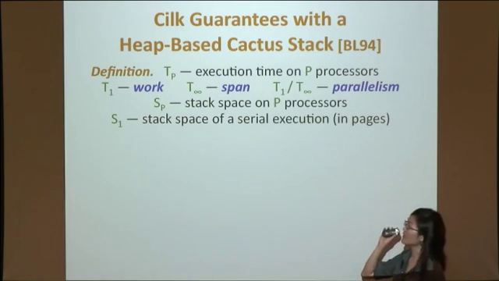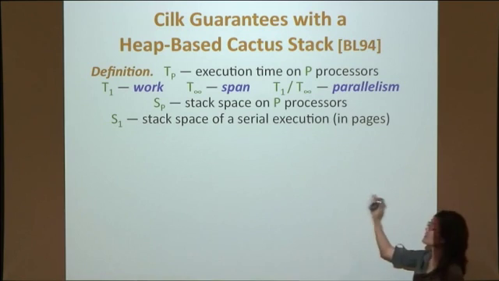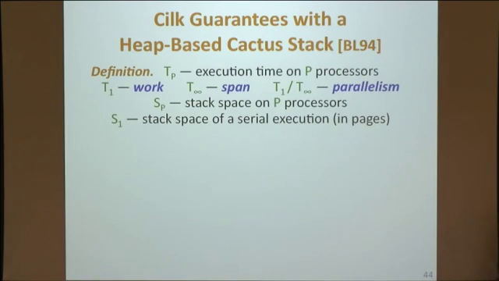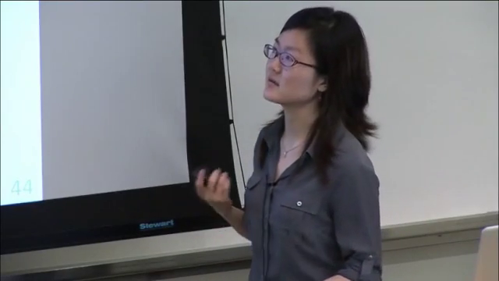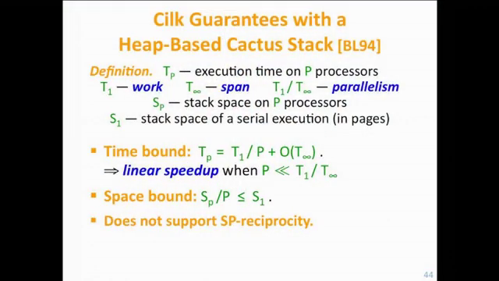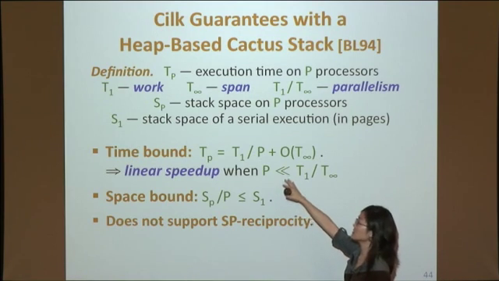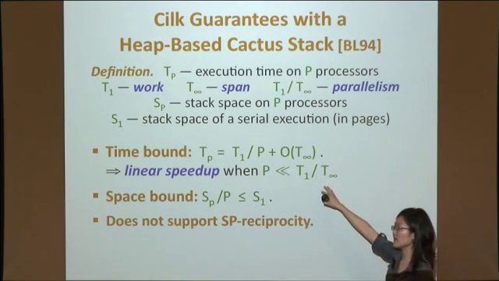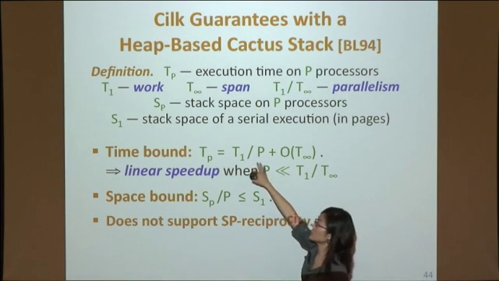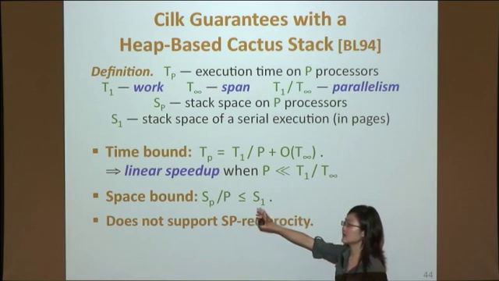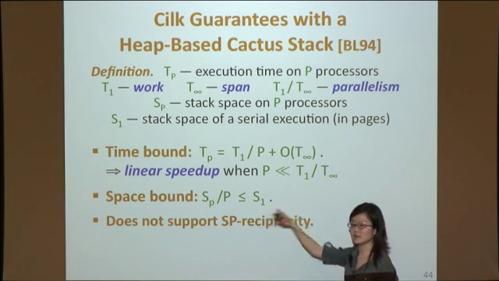On the other hand, with stack space, we call SP the stack space consumed by P processors, and S1 the stack space consumed when you execute serially on one worker. And with that, using a heap-based cactus stack, Cilk guaranteed the following time-bound and space-bound. First, the time-bound is TP equal to T1 over P plus big O T infinity. And what that bound tells you is that when the number of processors you execute on is much smaller than the parallelism you have, i.e. your application has ample parallelism, then the first term dominates, and therefore when you execute on P processors, you should see near perfect linear speedup. On the other hand, it guarantees a space-bound that states that each worker does not use more space than S1.